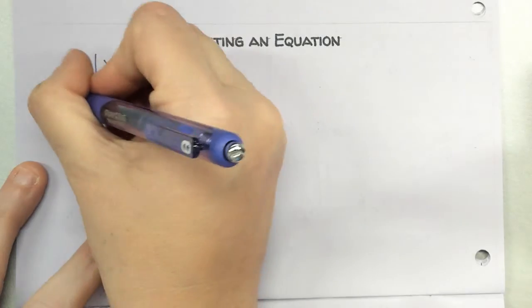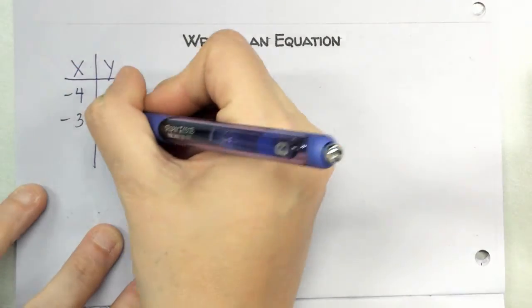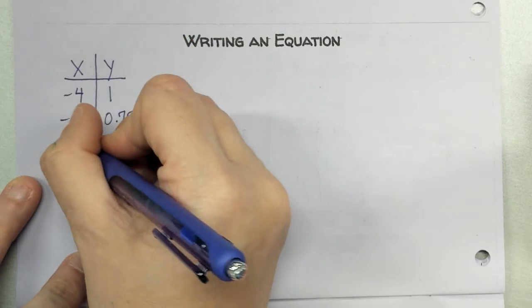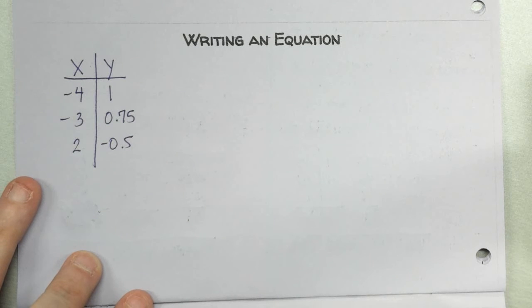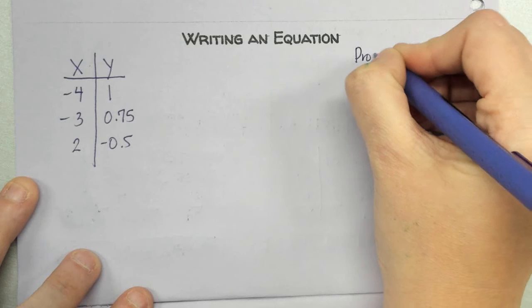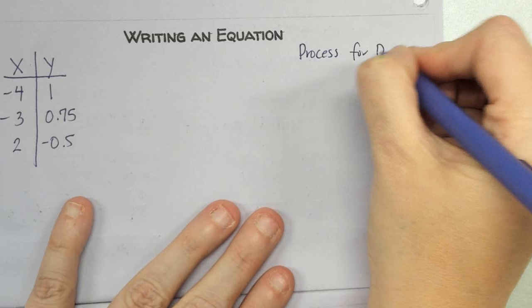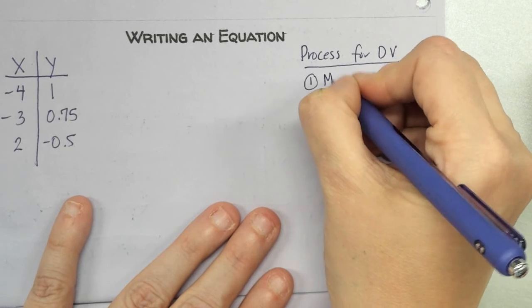So let's use these numbers. So we have -4 and 1, -3 and 0.75, 2 and -0.5. All right? Now, if we want to write a process, step 1 would be make a table.